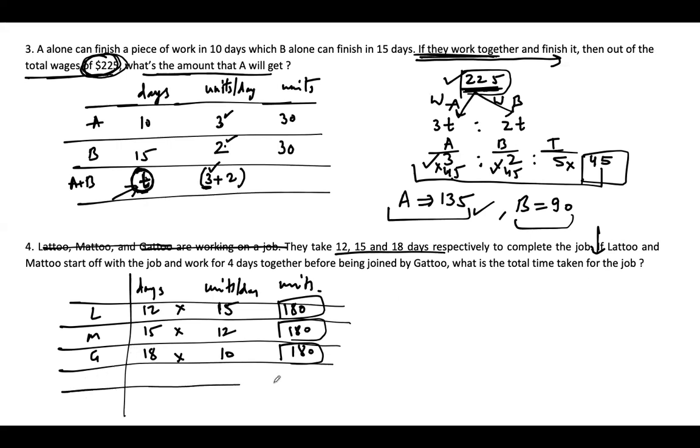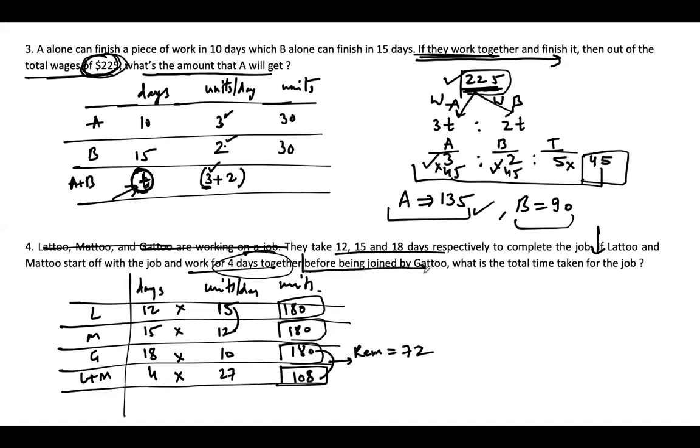If L and M start off with the job and work for 4 days together. L and M are working together. What's their rate? 27 in total. 15 plus 12, 27. So 27 into 4. How many units will they do? 108. Total work was 180. They finished 108. So the remaining work is going to be 72. Now, what is the question asking?